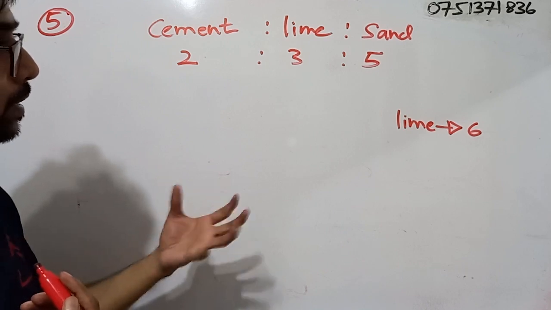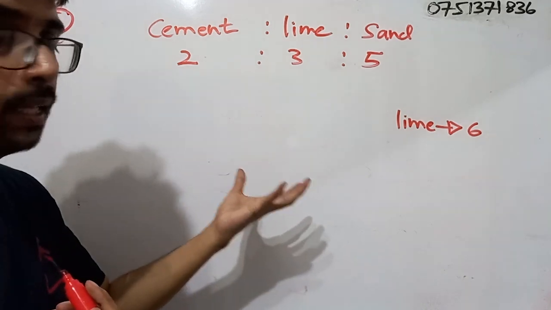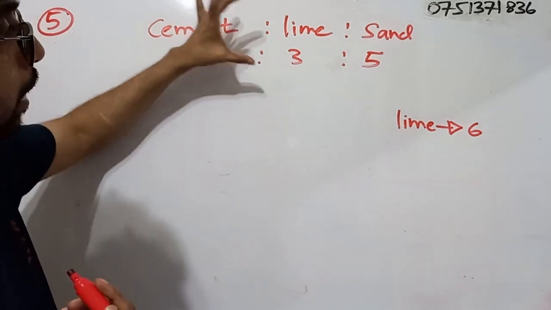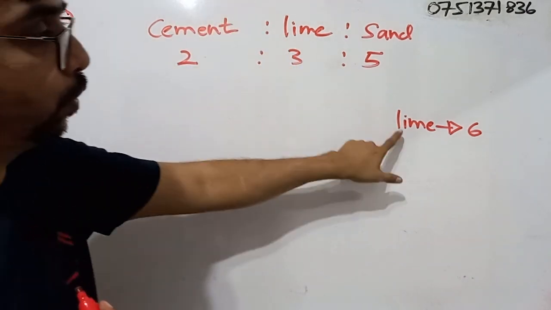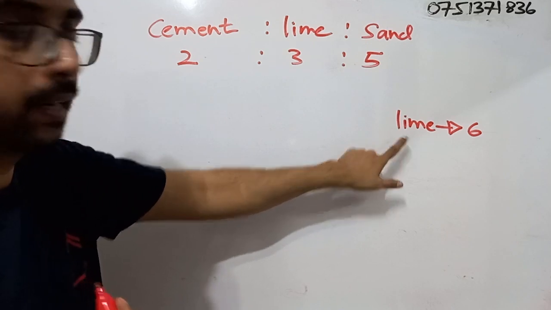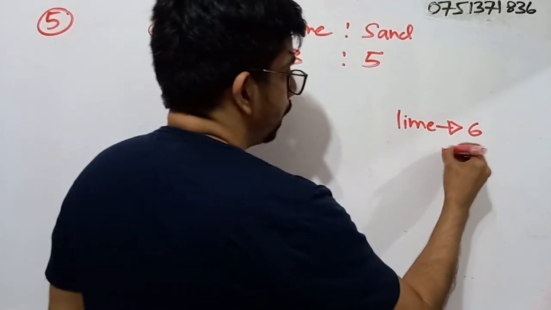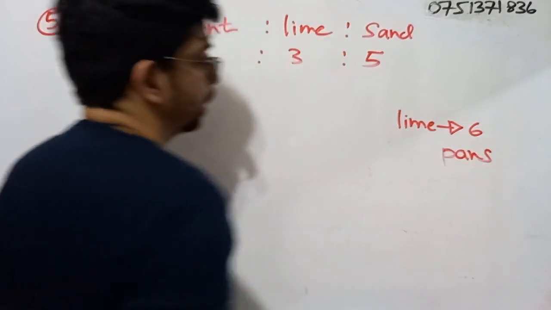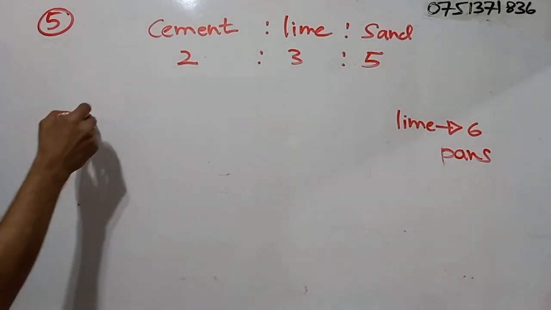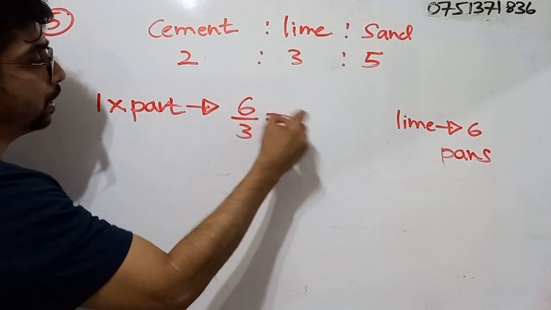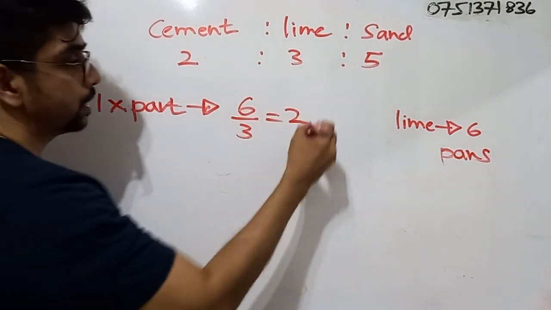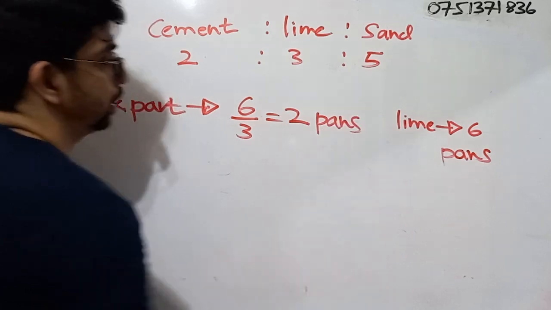Just as before, we can calculate the value of 1 part. We know the term related to lime and we know the number of pans. So the value of 1 part is what? 6 divided by 3, so we get 2 pans.